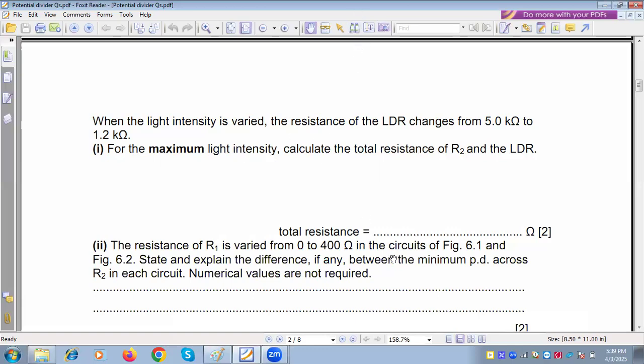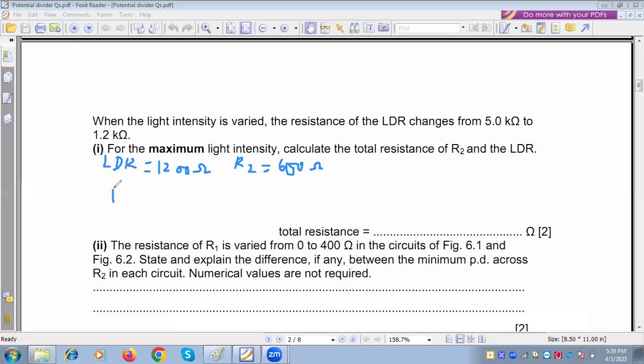So for maximum intensity of light, the resistance of the LDR will be 1.2 kilo ohm, that is 1200 ohm, for maximum intensity. For minimum intensity of light, it will be 5 kilo ohm. And R2 is 600. So what will be the total resistance? We can apply the formula of resistances in parallel.